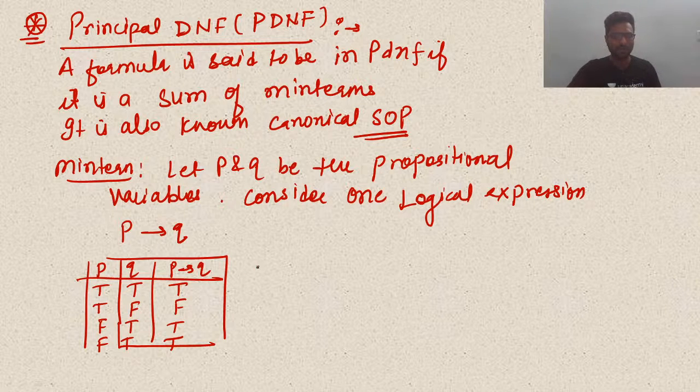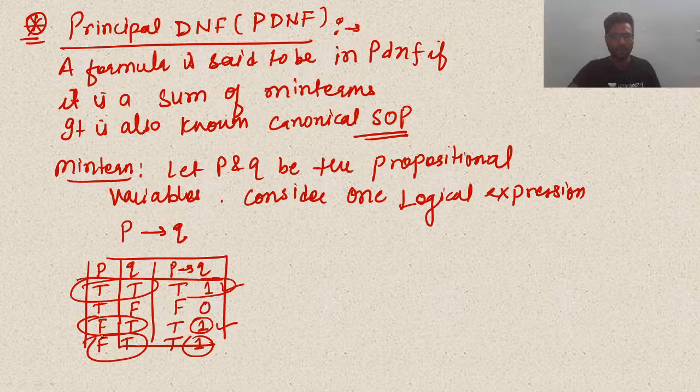Or in Boolean we can say this value will be 1, this one will be 0, and this one again 1, and this one again 1. So the terms corresponding to the output of 1 are known as min terms. Here in three places the output is 1, so this function contains three min terms.